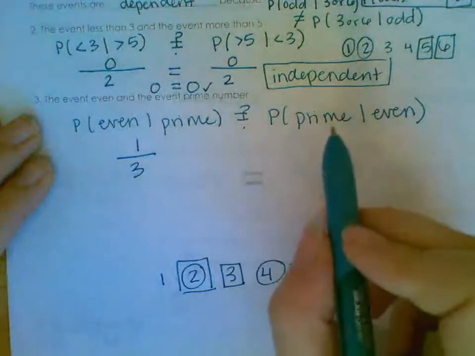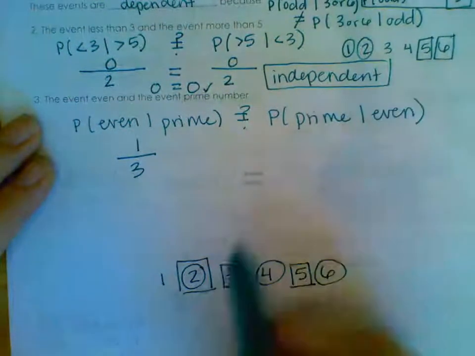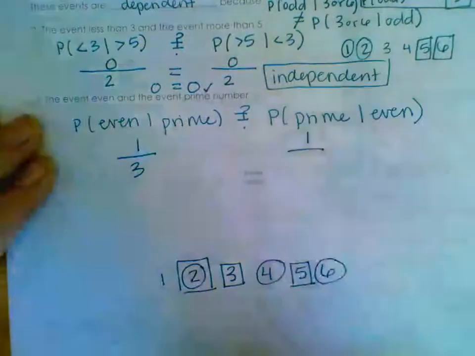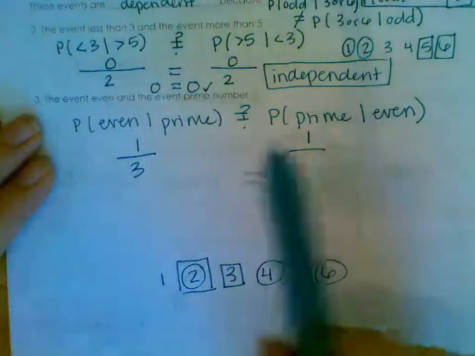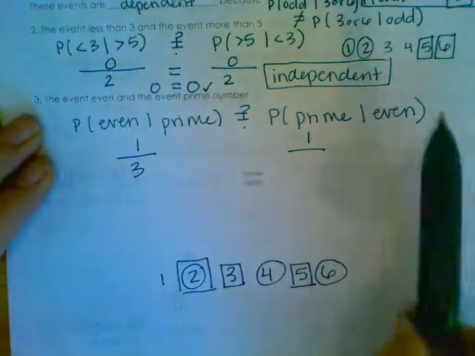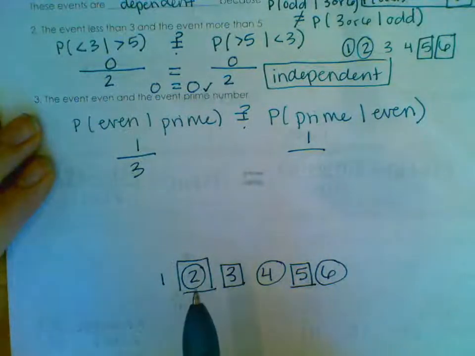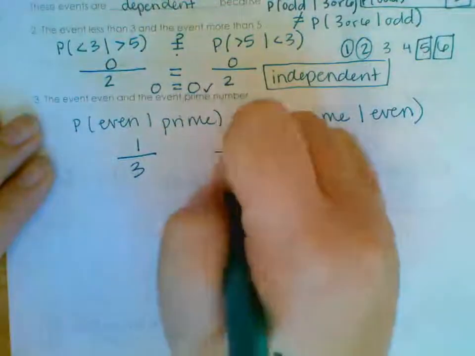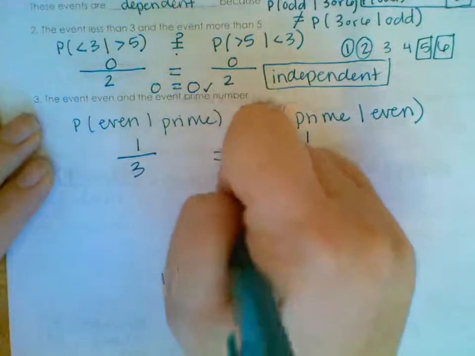Now let's switch gears and do prime given even. Remember, prime and even is on the top. So our and is the number 2. Number 2 is the only number that is prime and even, so we have one number that is prime and even. We divide that by what is given, so we divide by our even numbers. Those are the numbers that we circled: 2, 4, and 6. That's 3 even numbers. These probabilities do equal each other, so these are independent events.